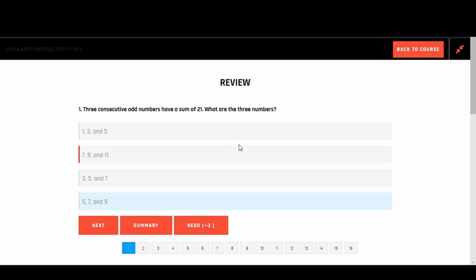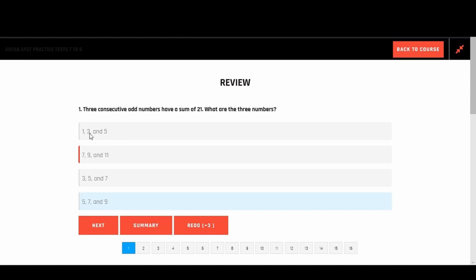Question 1 says 3 consecutive odd numbers have a sum of 21. What are the 3 numbers? To do this problem, there are actually 2 approaches you can take. You can do an algebraic approach as well as just plug and chug.